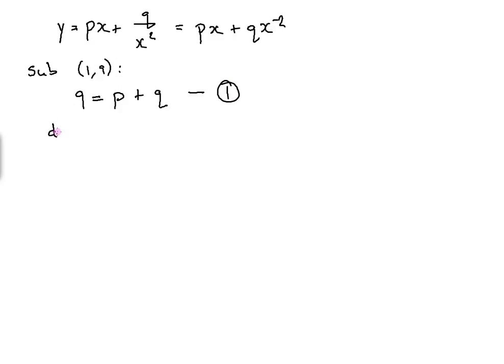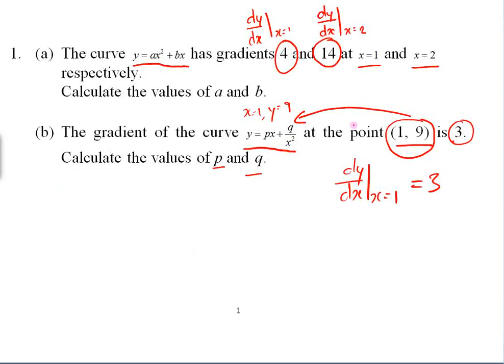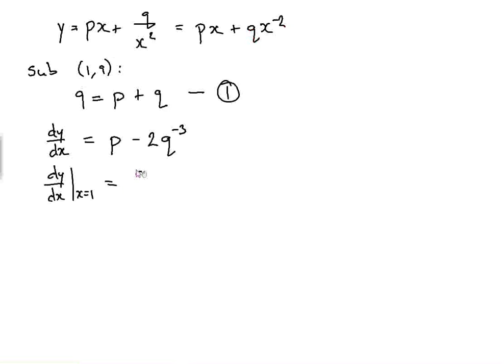Our second equation, we need to find dy by dx, which is easy enough. So we differentiate this: differentiate px, you get p, then differentiate qx to the negative 2, the negative 2 comes down to the front, and you get negative 2qx to the negative 3. So specifically dy by dx at x equals 1, well, from our question we know that the gradient is 3 when x equals 1. So this will equal 3.